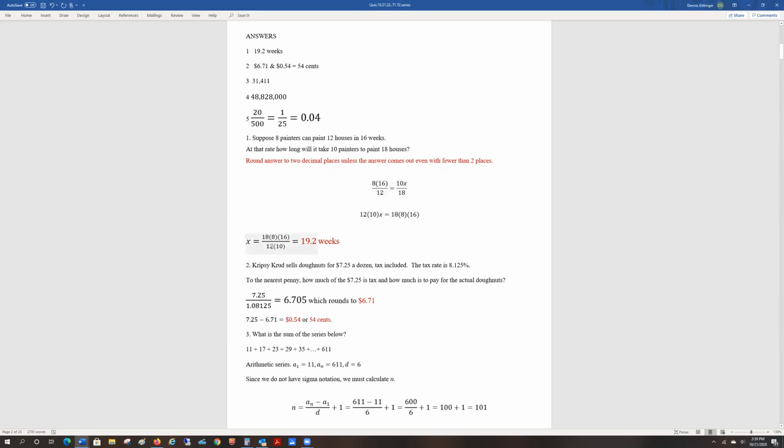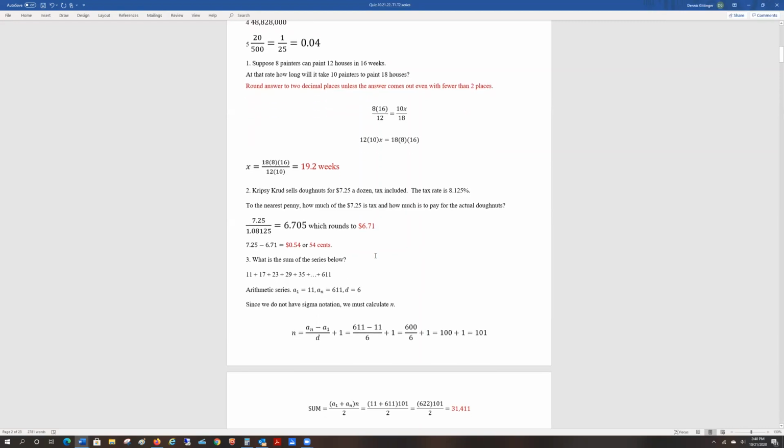And you don't have to write down any of those answers. Just do it on your calculator if you want to. So do 18 times 8 times 16 divided by 12 divided by 10. Or you could have just divided it by 120. Same thing. 19.2 weeks comes out exactly to that. No need to round off.